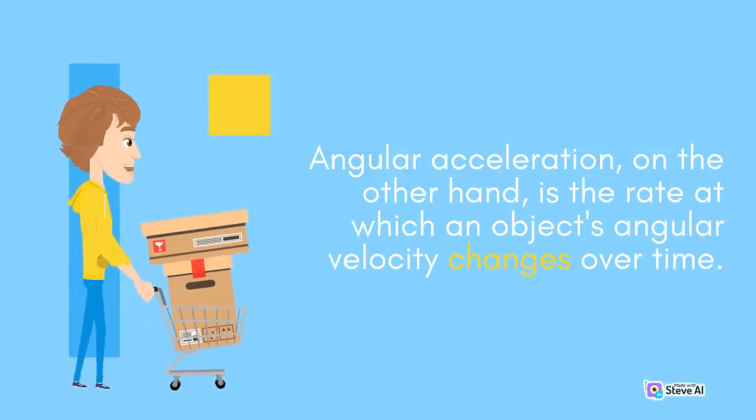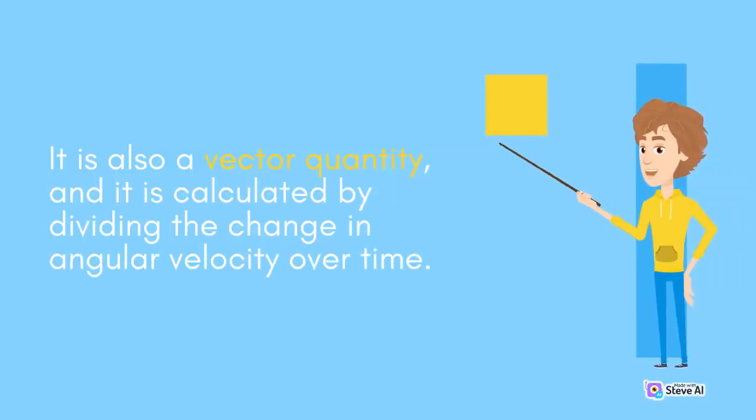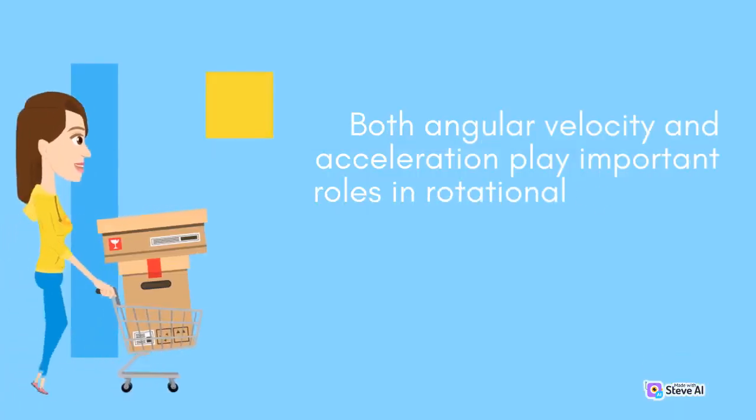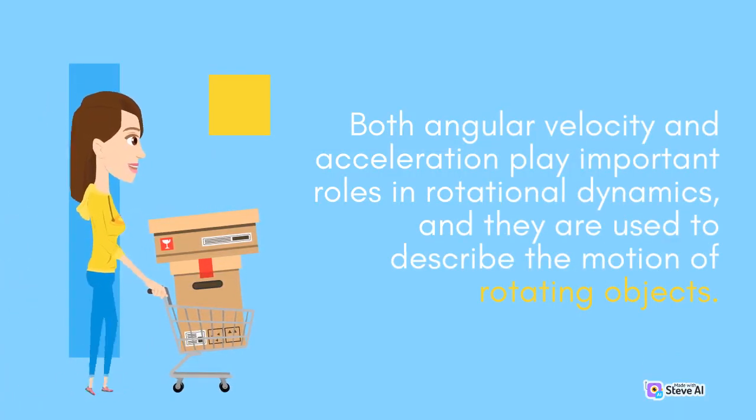Angular acceleration, on the other hand, is the rate at which an object's angular velocity changes over time. It is also a vector quantity, and it is calculated by dividing the change in angular velocity over time. Both angular velocity and acceleration play important roles in rotational dynamics, and they are used to describe the motion of rotating objects.